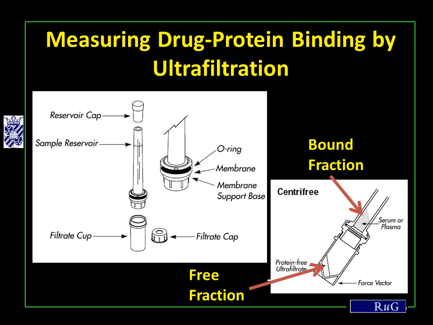Imagine our blood sample with a drug molecule in it that partially binds to proteins. Proteins are large molecules that cannot pass through the membrane, such as albumin, while the free drug molecule is small and can pass through the membrane. Putting such a device in a centrifuge to apply some force, so as to force the liquid through the membrane, makes it easy to measure protein binding by determining the drug concentration in the upper bound fraction, the protein-rich fraction, and in the filtrate, which is protein-free and contains the free drug.